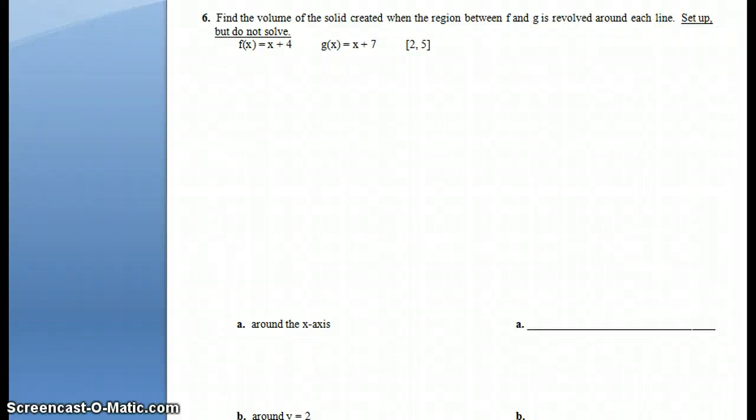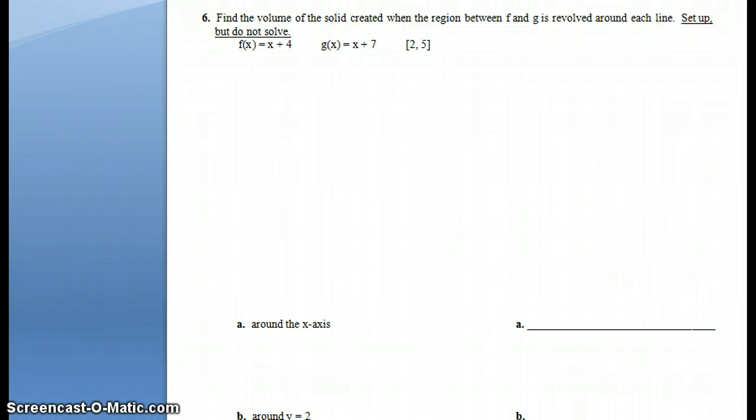In this video, I'm going to walk through the solution for number 6 on the Unit 8 review packet. The question asks us to find the volume of the solid created when the region between f and g is revolved around each line. We're going to set up but not solve these integrals.